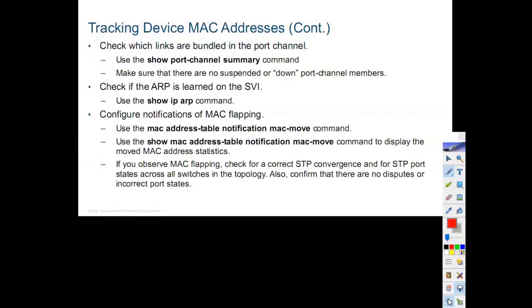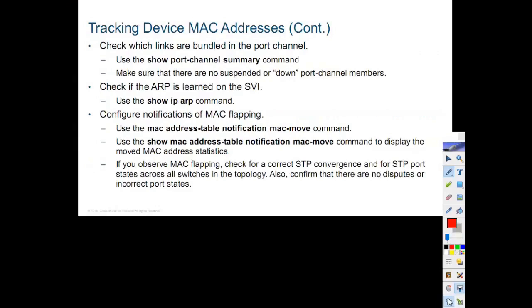Even right here, they tell you a little bit about notification of MAC flapping. MAC flapping basically means a connection between the endpoint and the switch is kind of going up and down, up and down. We don't know what the problem is. It could be the interface and so on. If that is the case, if they are flapping, then of course you can use the command mac address-table notification mac-move.